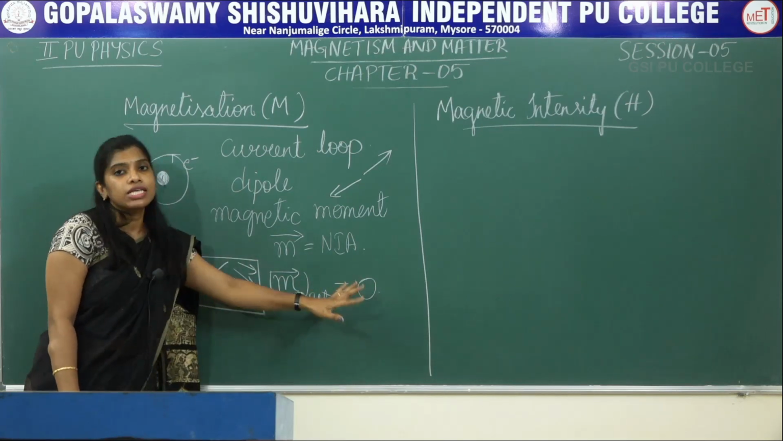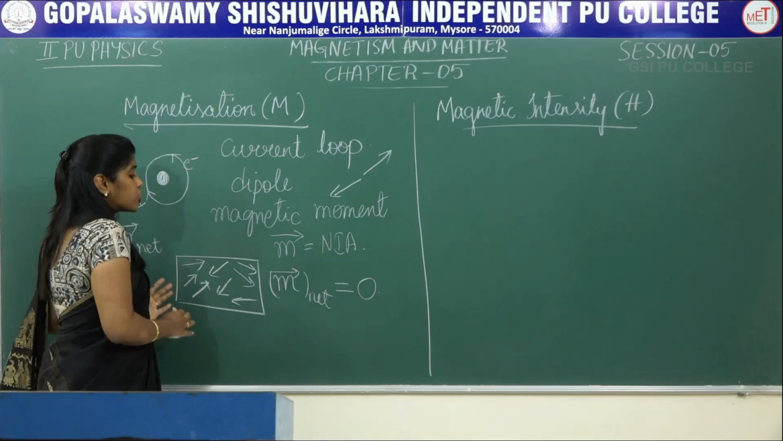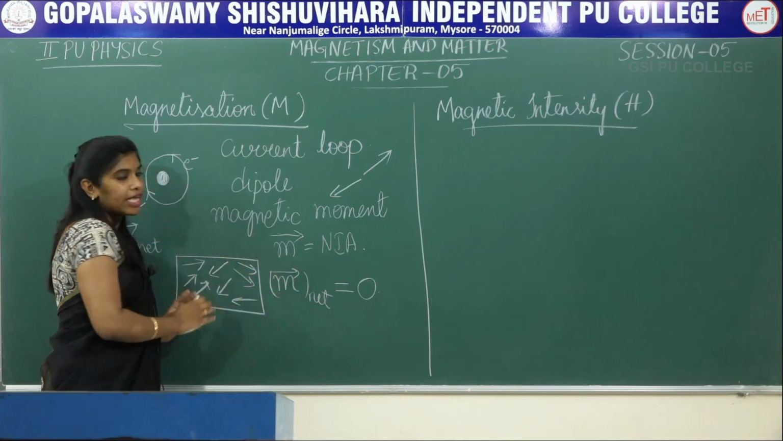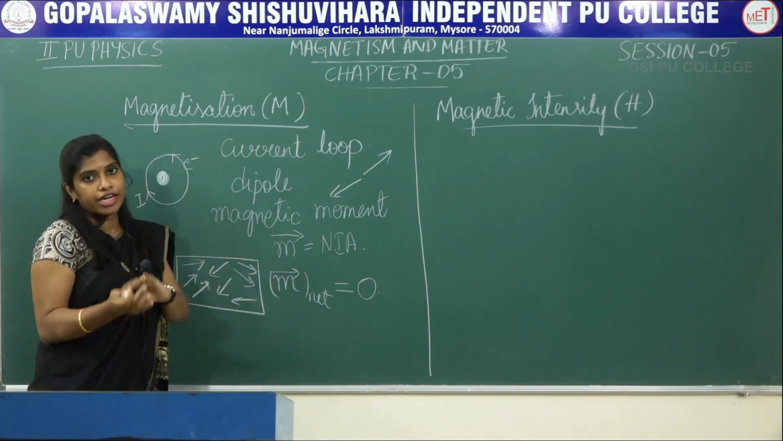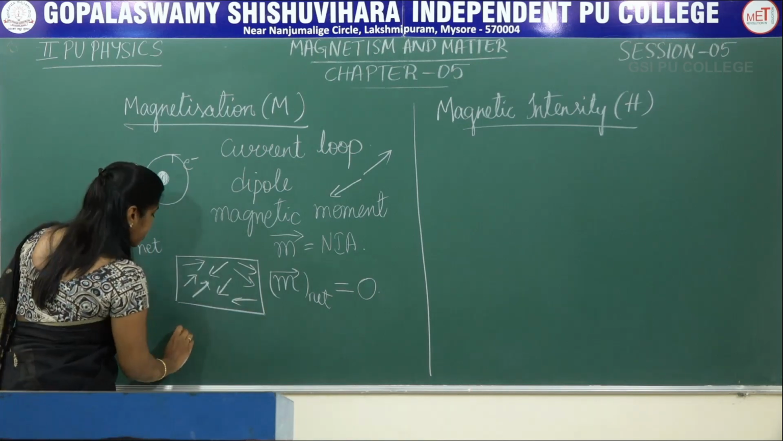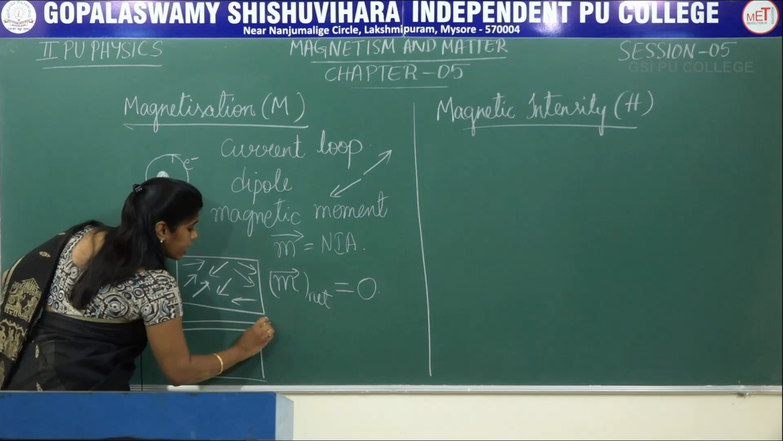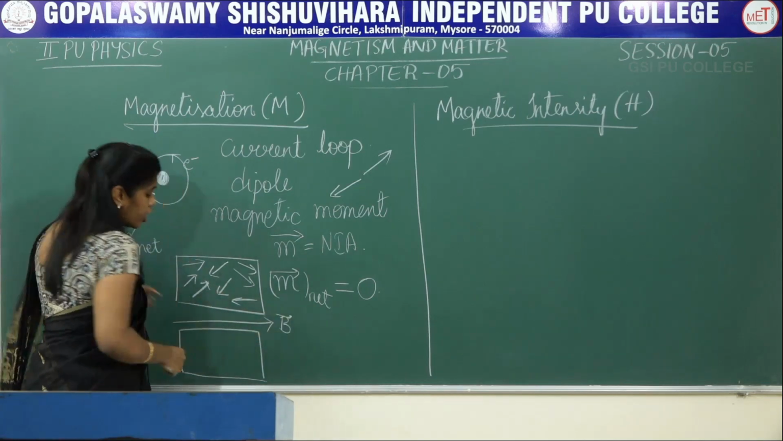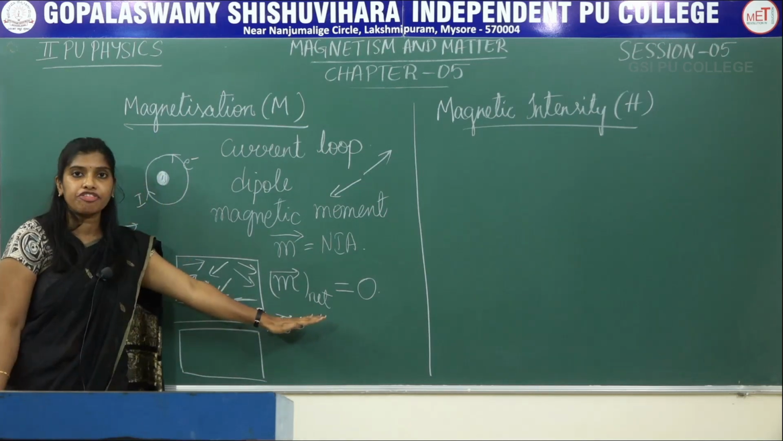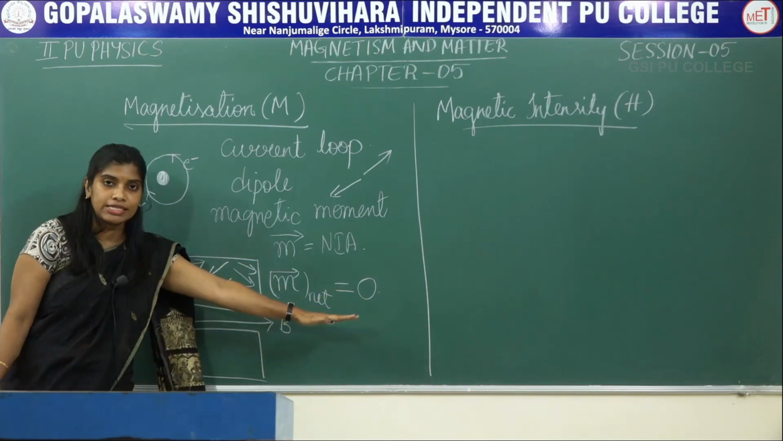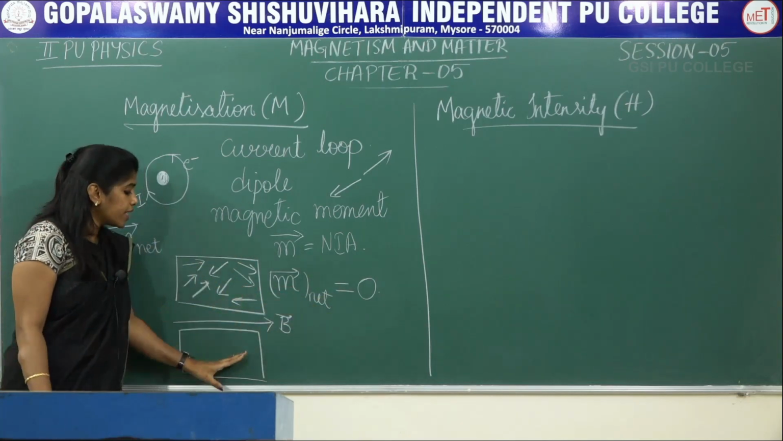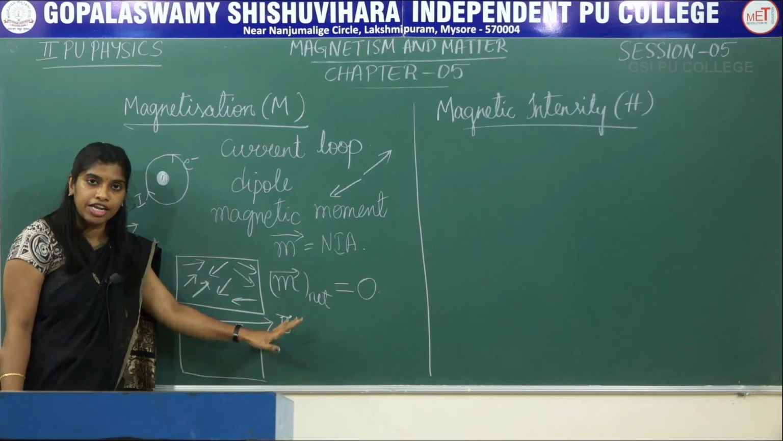Now what I next do is I am going to place this thing in an external magnetic field. So let me place this material in an external magnetic field. I have applied the magnetic field in this direction. So this is the direction of the magnetic field and the material is placed in this external magnetic field.